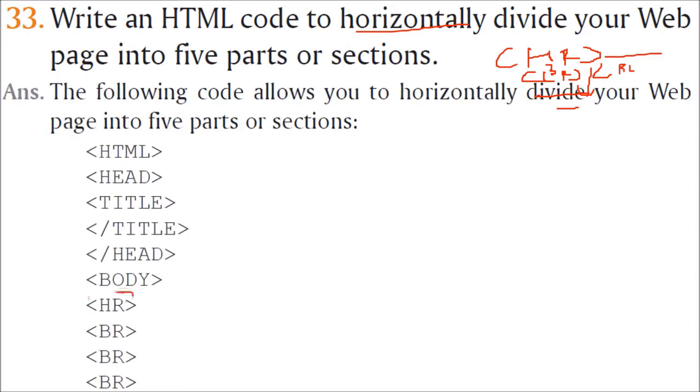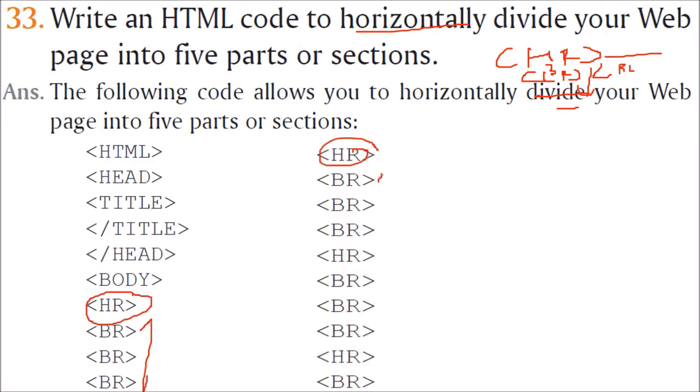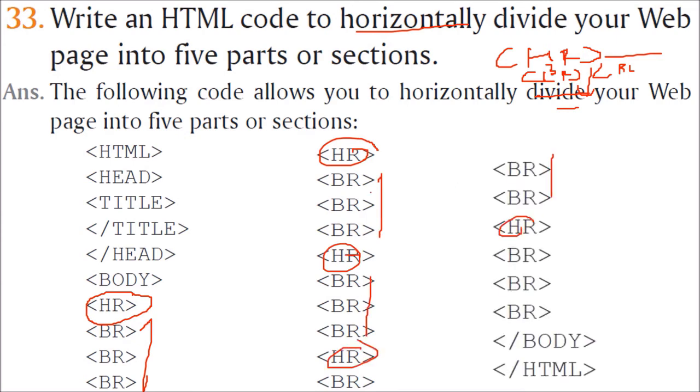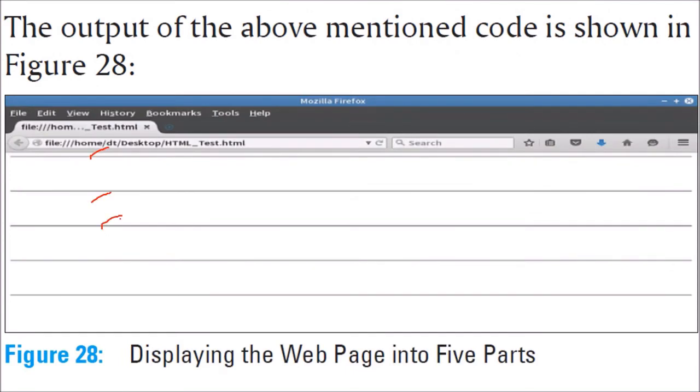See, first we have started with in body HR. We have given certain breaks, 3 breaks. Then HR 3 breaks, HR 3 breaks, HR 3 breaks, HR 3 breaks. So in all, how many HRs we have? 1, 2, 3, 4, 5. 5 HRs. Horizontal rule. So this is the output. These are 5 lines, and these are 3 breaks.